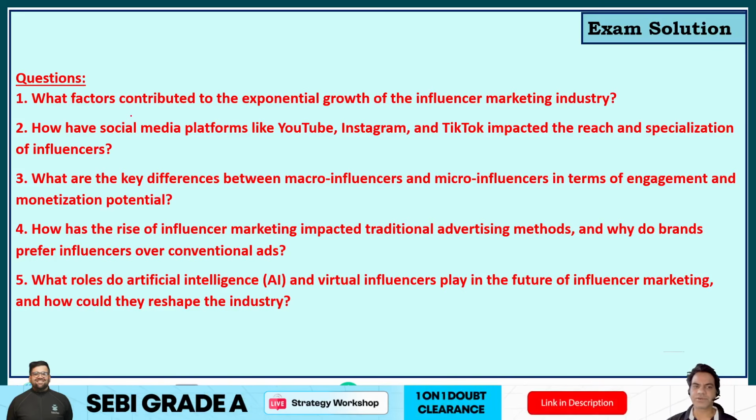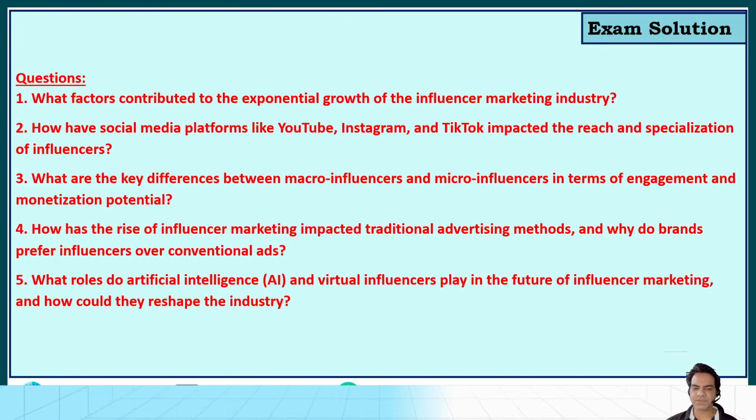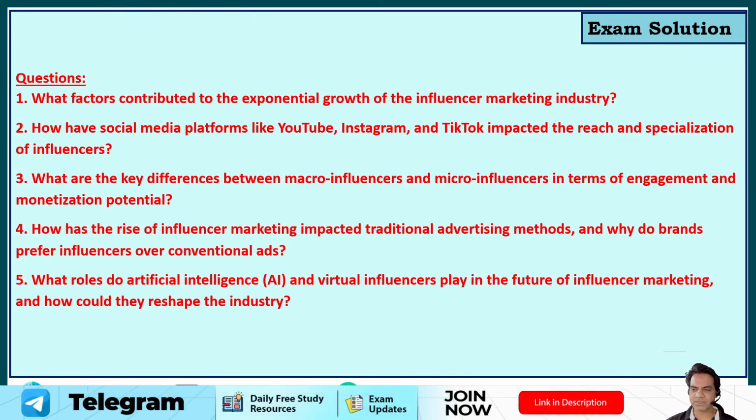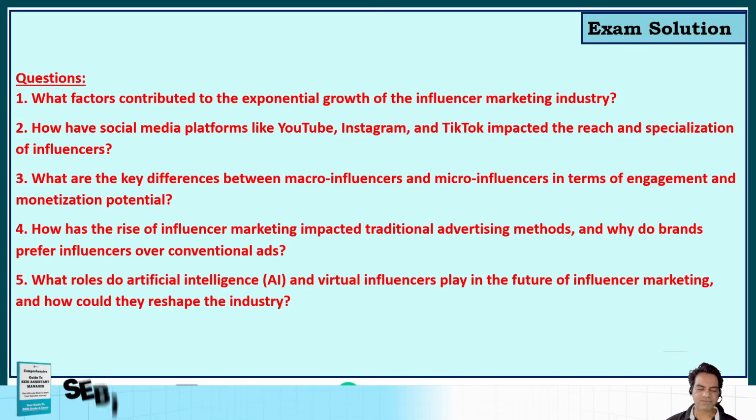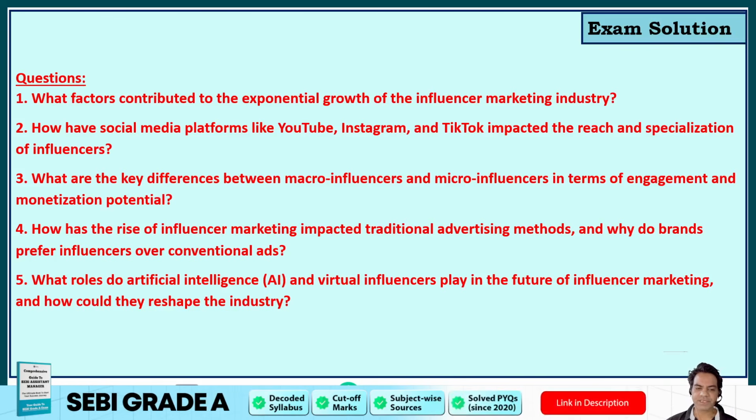Like, what factors contributed to the exponential growth of the influencer marketing industry? How have social media platforms like YouTube, Instagram, and TikTok impacted the reach and specialization of influencers? Third, what are the key differences between macro influencers and micro influencers in terms of engagement and monetization potential? Fourth, how has the rise of influencer marketing impacted traditional advertising methods, and why do brands prefer influencers over conventional ads? And then the fifth question was, what roles do artificial intelligence, AI, and virtual influencers play in the future of influencer marketing, and how could they reshape the industry?